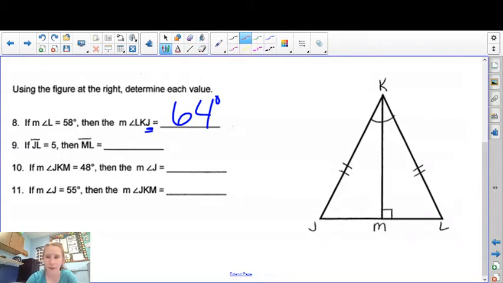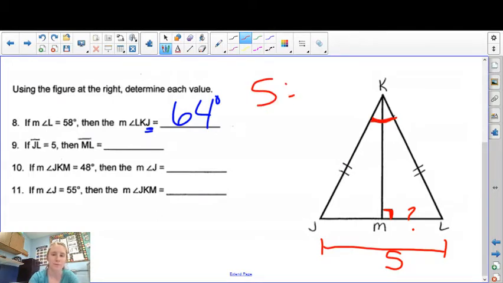If JL, that's the whole bottom, is equal to 5, then ML is equal to what? Well, I see that my big angle is cut in half, and I see a right angle, so that's my perpendicular bisector. So if the whole thing's 5, that means it gets cut in half. So 5 divided by 2 is 2.5.